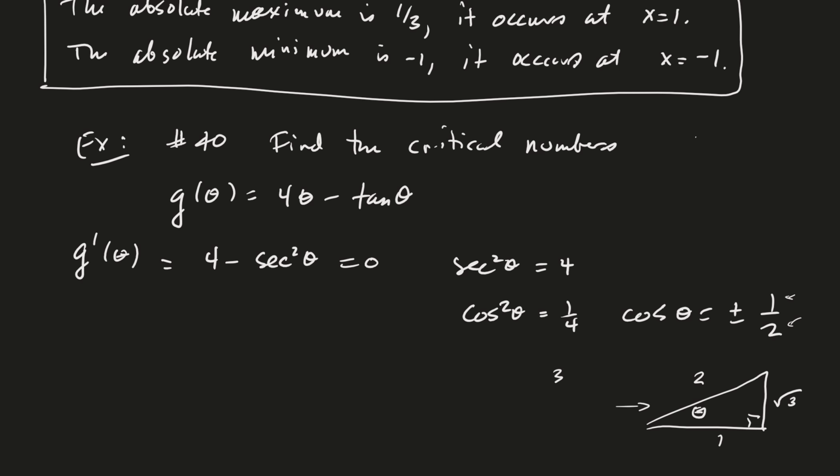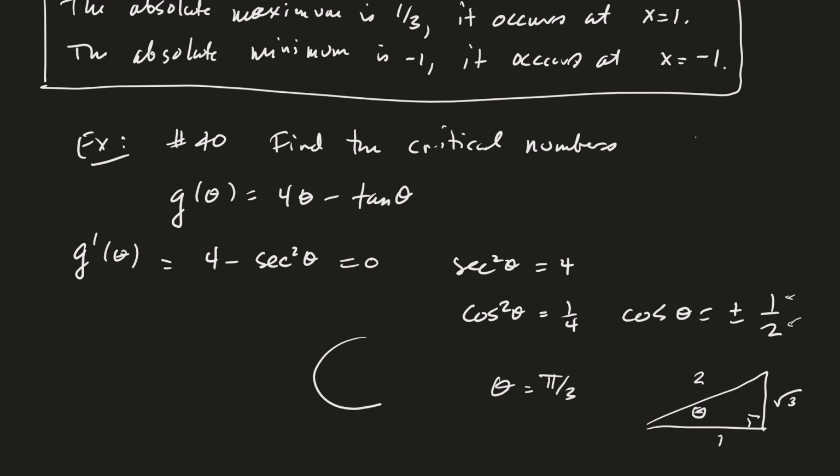Hopefully it reminds you of the 30, 60, 90 triangle, or the pi sixths, pi thirds, pi over 2 triangle. Okay, so which angle is this going to be? This is going to be the middle angle, the 60 degrees, pi thirds. So therefore theta is going to be pi thirds.